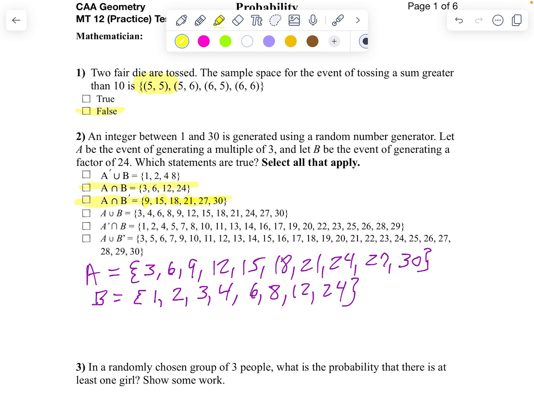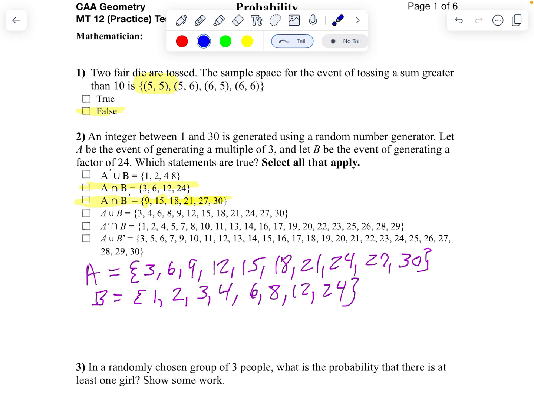Now if I'm going to look at A union B, I'm going to list them all out here. I have to have everything. And notice I got a problem. I don't have 1 listed, do I? Because my 1 is in B. It's got to be in A union B, so it's not that one.